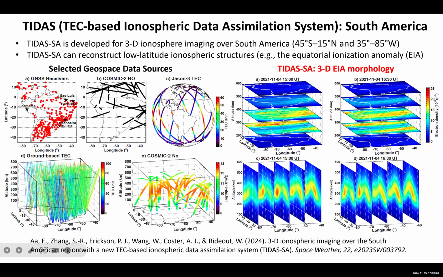So we can clearly see that the EIA was characterized by double peak structures near the F2 region peak height. But as the altitude increases, this double peak gradually merged into a single peak in the topside ionosphere. So with TIDAS in hand, we can analyze this latitude difference, this longitude dependence, and this altitudinal variation of the three-dimensional morphology of EIA.